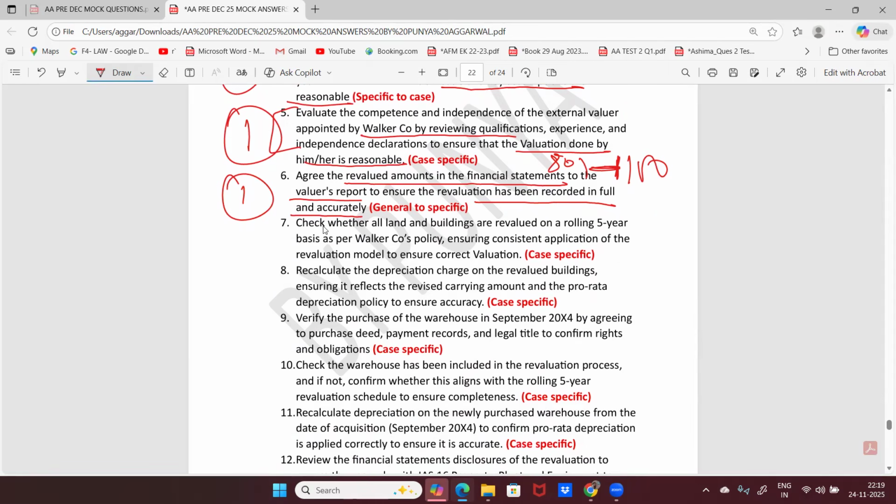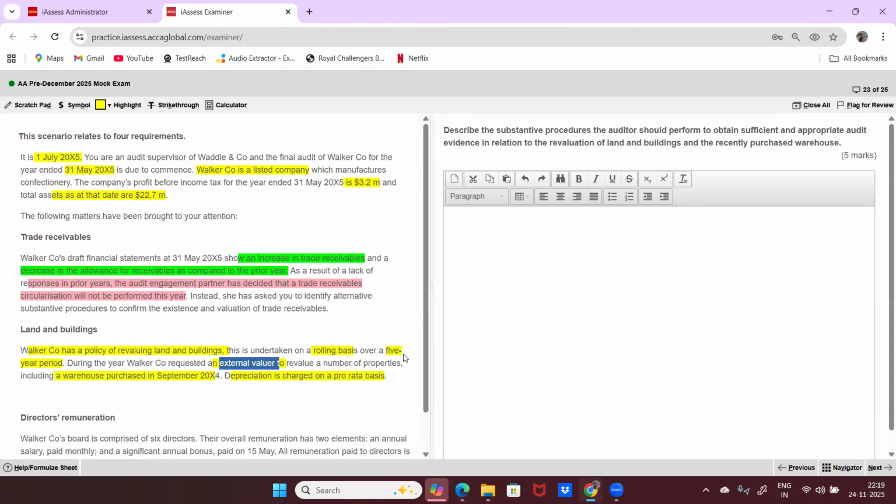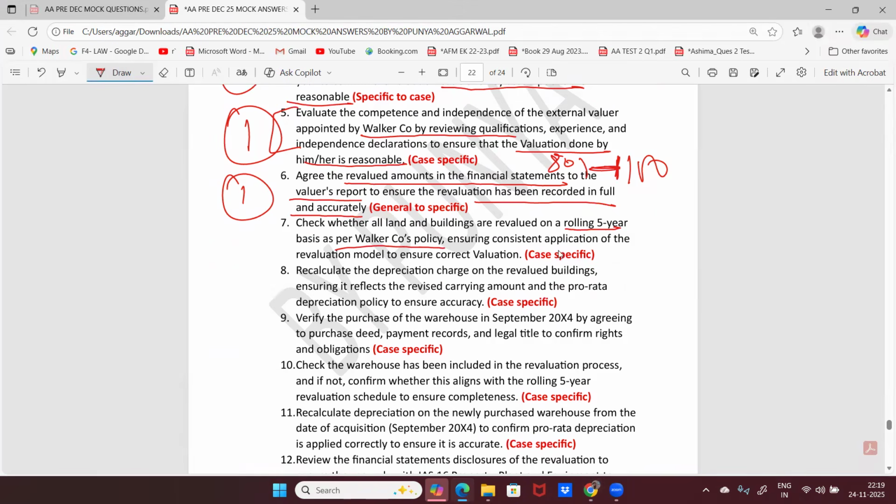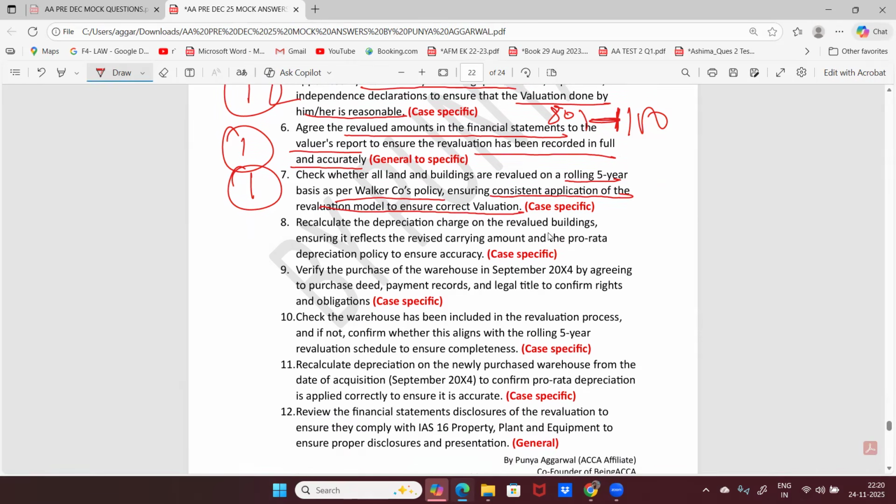Third point done. Next, check whether all the land and buildings are revalued. You already know that whenever we are doing a revaluation, all the classes of assets have to be revalued together, right? So check whether all land and buildings are revalued on a rolling 5-year basis, as per Walker Company's policy, ensuring consistent application of the revaluation model to ensure correct valuation. So it has to be consistently applied to all the classes of assets. Again, case specific. Next, recalculate the depreciation charge of revalued buildings, ensuring it reflects the revised carrying amount and pro rata depreciation policy to ensure accuracy.